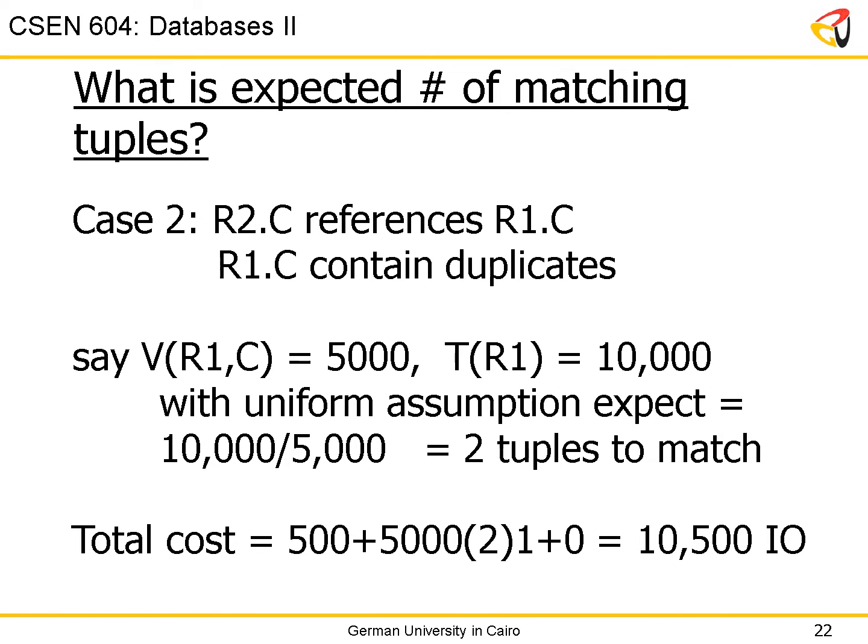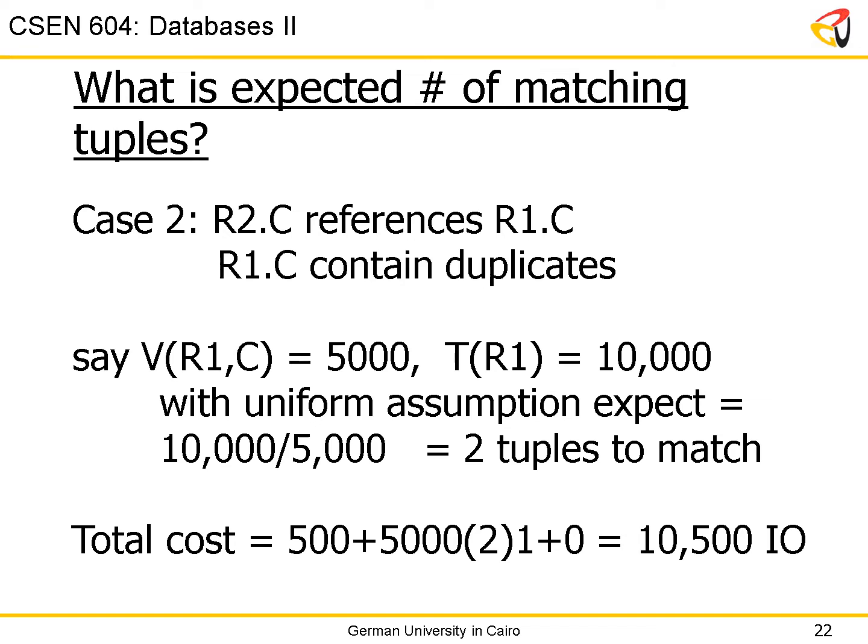Now there is another case. R2.C references R1.C, and R1.C contains duplicates. So R1.C is not a primary key, not necessarily unique. Okay, it's not a unique column. It has duplicates. So when I ask the R1.C index for 20, it's not guaranteed that it will tell me there's only one 20. It might tell me there are 2 20s or 3 20s or 4 20s, because there are duplicates.